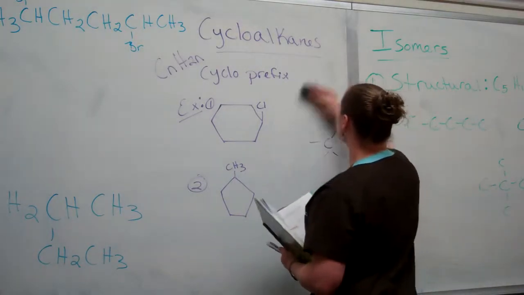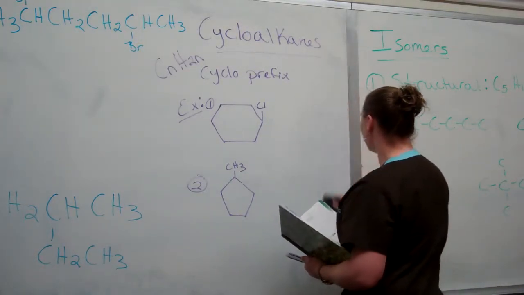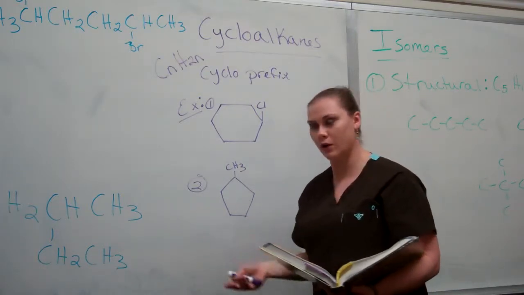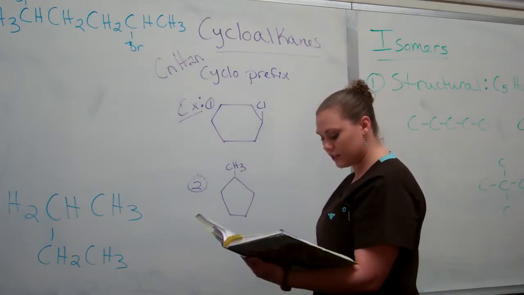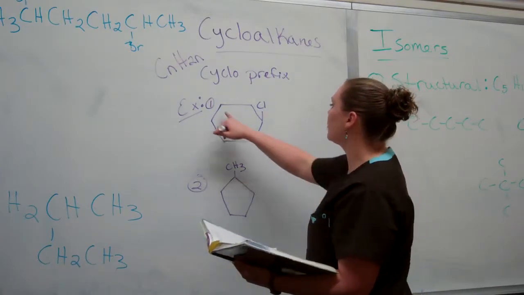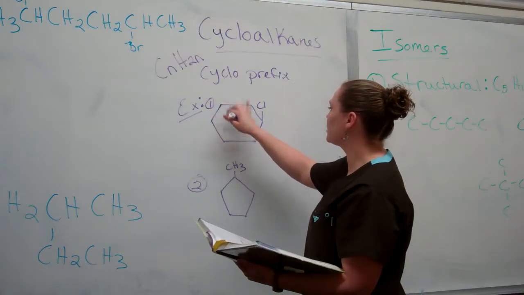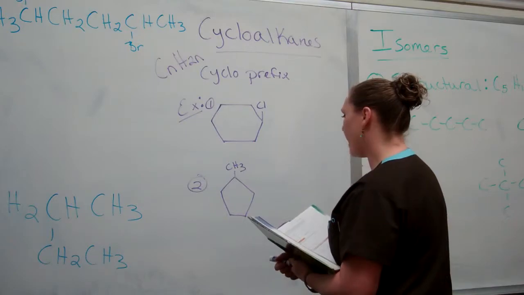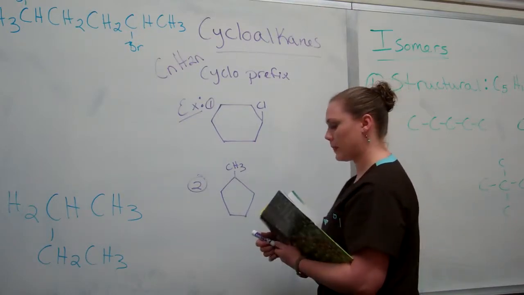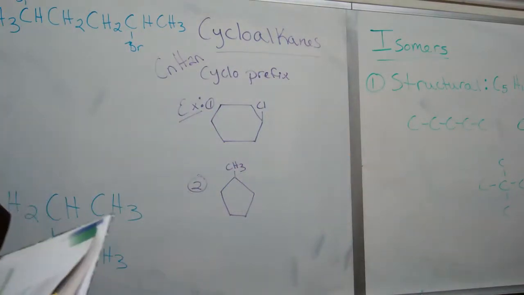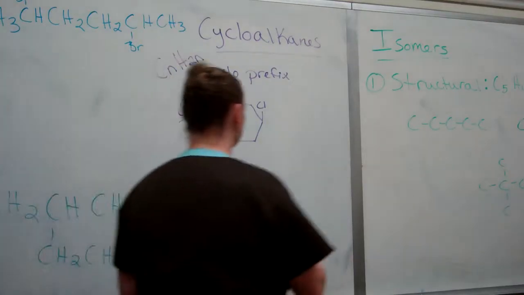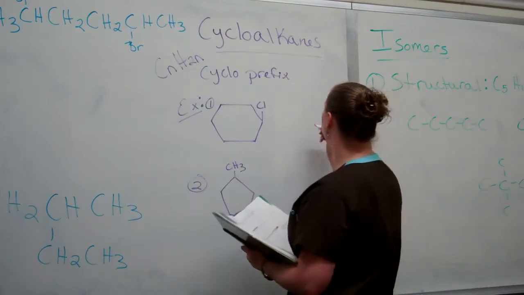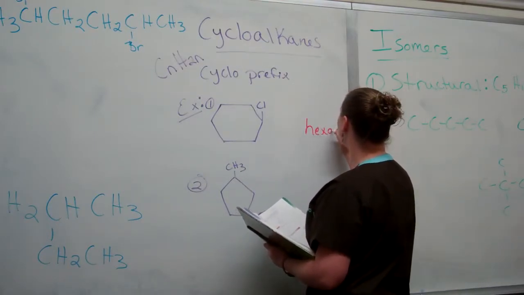So if we're going to name this, we're still going to follow our same rules. So if we go through this, we're going to find the longest parent carbon chain. In these, they're easy to remember because they're in your circles. So wherever we start, let's just count them first. 1, 2, 3, 4, 5, 6. So there's 6. So I know that this is hex. They're all single bonds, so hexane.